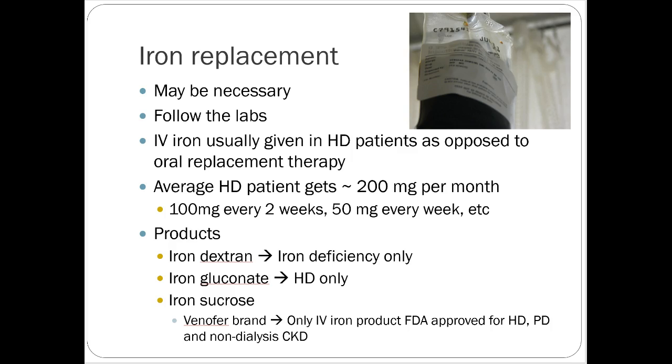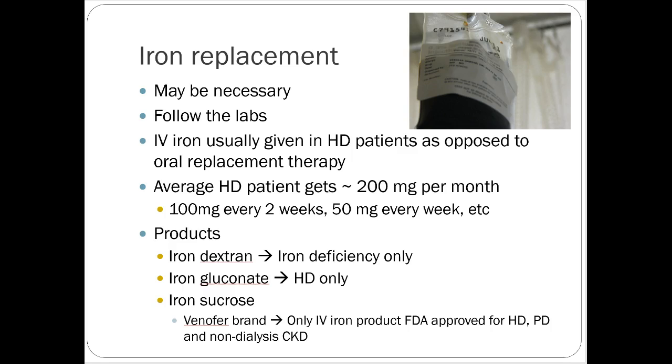Iron replacement. So we can use iron for patients who have iron-associated anemia. We usually have iron given with hemodialysis patients, IV. Iron is a difficult thing to take orally. It generally causes GI discomfort. People don't tolerate it very well. It doesn't absorb very well out of the GI tract either. So if you can give iron IV, that's generally the preferred way to do it.